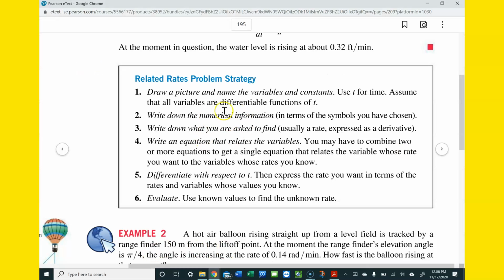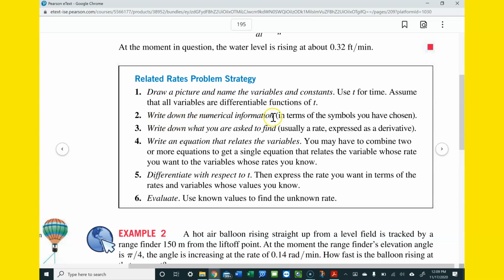All right, here the book gives us just a nice explicit strategy, a summary strategy for approaching these problems. Now that we've done an example, you kind of see how we did this strategy. But first, it's a good idea to draw a picture and name the variables and constants in that picture that are given in the problem. Use t for time. Assume that all variables are differentiable functions of t. So related rates, it's always going to be taking derivatives with respect to t.